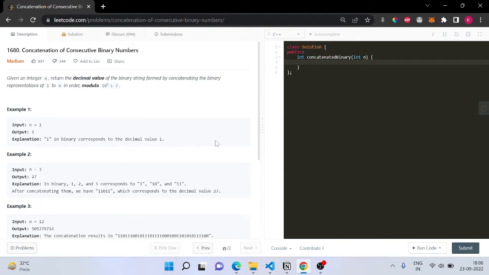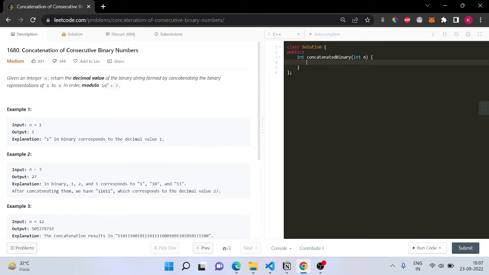Today we are going to discuss the LeetCode daily challenge, Concatenation of Consecutive Binary Numbers. In this question we are given a number n, and we need to calculate the binary representation of each number from 1 to n, concatenate all of these binary representations, and then find the decimal value of that final number. We need to return that value modulo 10 to the power 9 plus 7.